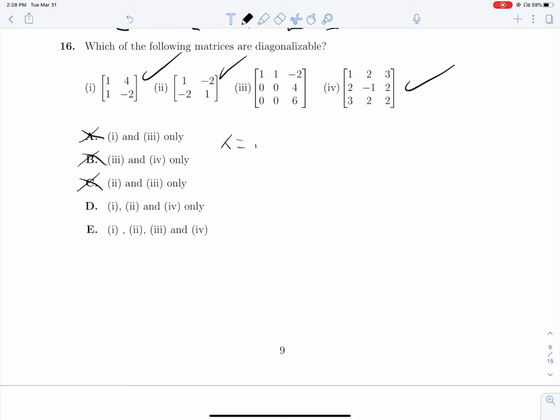So that's lambda equals 1, lambda equals 0, and lambda equals 6.